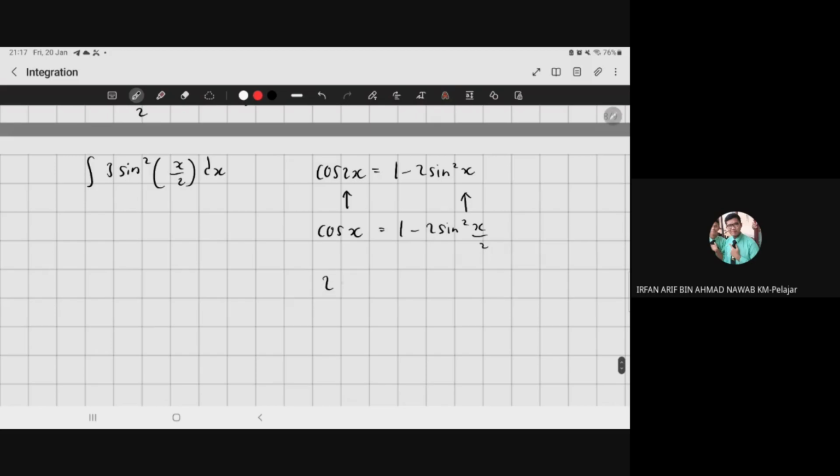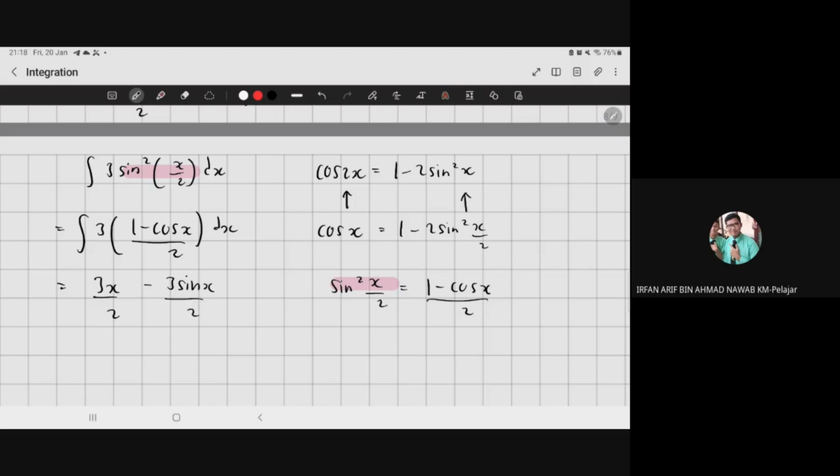So you will get sine square x over 2 is equal to 1 minus cosine of x over 2. Now you can see this is similar. All you have to do is substitute into the integral here: 3 times 1 minus cosine of x over 2 dx. Let's solve as usual. You should get 3x over 2 minus 3 sine of x over 2 plus c. So that is your integral for 3 sine square x over 2.